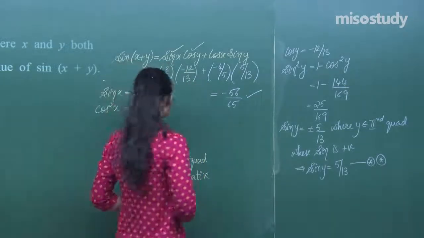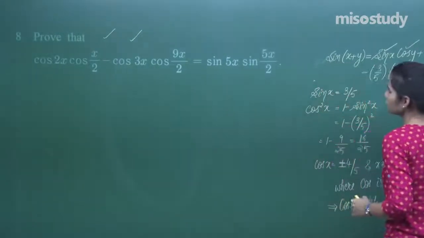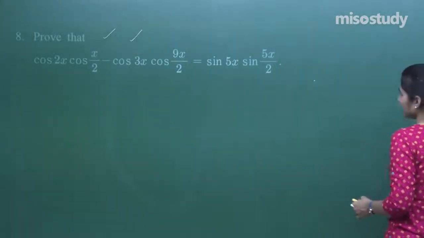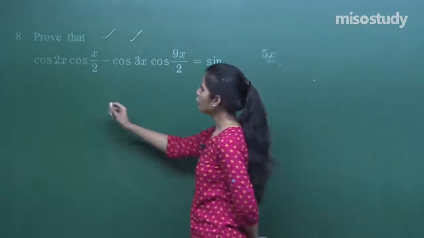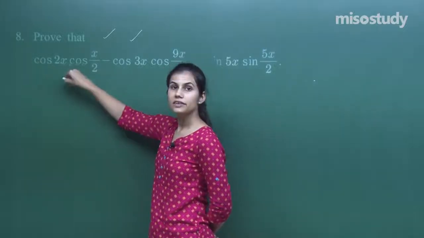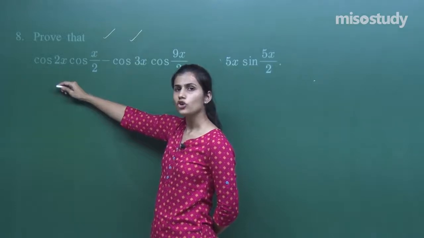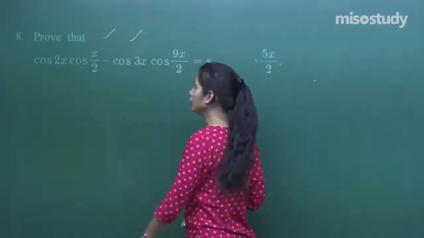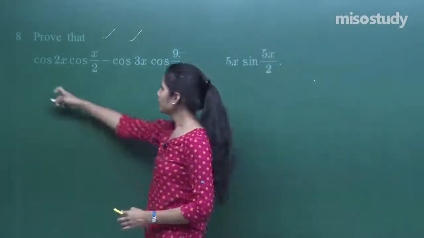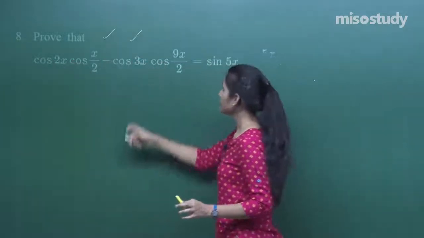Okay? Moving to the next. We have to prove that this expression is equal to sin 5x into sin 5x/2. Okay, let's begin understanding. See over here, cos of 2x multiplied by cos x/2 is given to you. That means cosine is given in product. Do I have any formula related to cosines given in product, cos A cos B types? Of course we have. 2 cos A cos B is cos of A plus B plus cos of A minus B. If I just multiply 2 over here, it will be 2 cos A cos B, and I will be able to apply the formula.